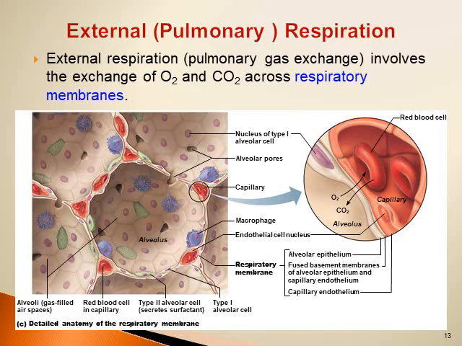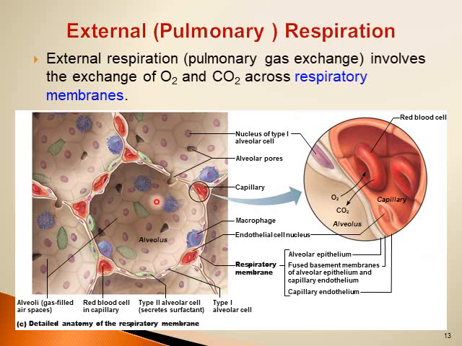Okay, now let's talk in some detail about what happens in external or pulmonary respiration, and what happens in internal or tissue respiration. Here we can see that we have different alveoli. The alveoli are supplied by an extensive network of pulmonary capillaries. The alveoli are lined by type 1 alveolar cells, and there are scattered type 2 alveolar cells that secrete the surfactant, which reduces the surface tension and improves the lung compliance that we discussed in the previous lecture.